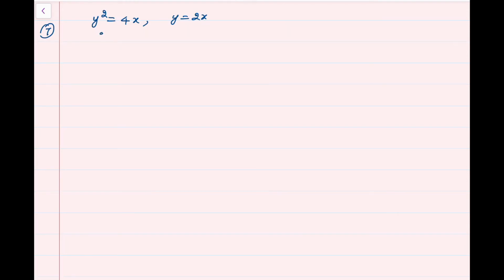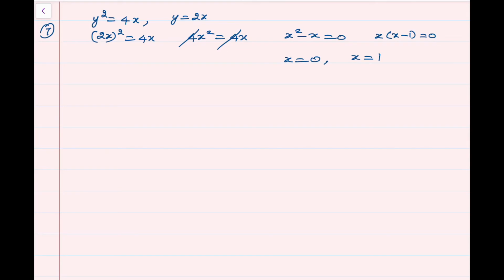Substitute for y. 2x the whole square is 4x. 4x square is 4x. Cancel 4. X square minus x is equal to 0. You can cancel x also, but don't forget to equate it to 0. Or factorize and do it. So, we get two answers, x is equal to 0 and x is equal to 1.